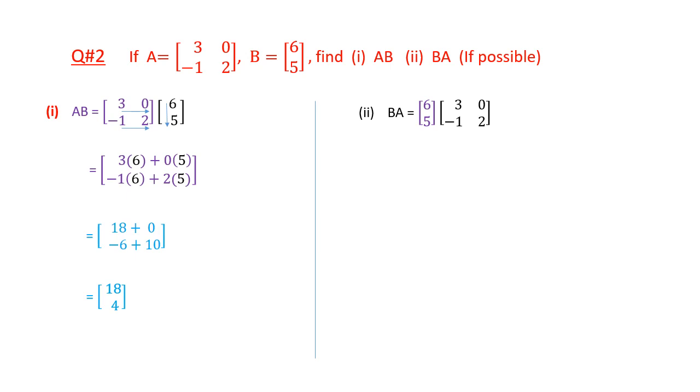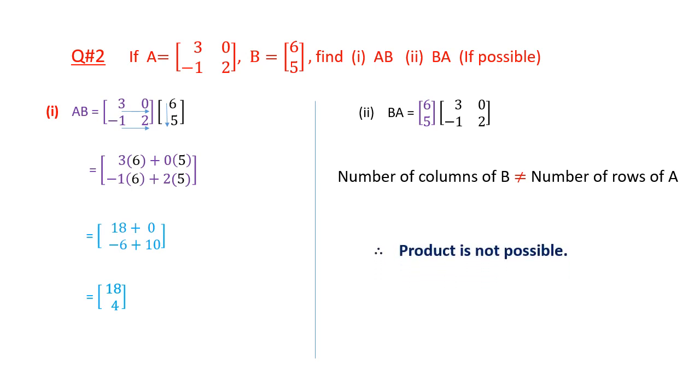Now we will find BA. Because the number of columns of B is not equal to the number of rows of A, therefore the product is not possible.